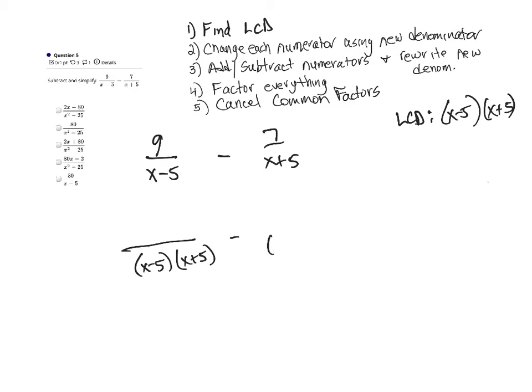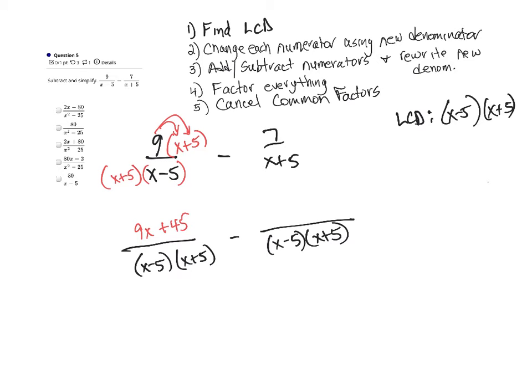So if I change the denominator, I have to change the numerator. So looking at this first fraction, I have an x minus 5. To make it look like the new denominator, I would have to multiply it by x plus 5. So that means I need to multiply this 9 by x plus 5. And I just put it on the left side there, that x plus 5, because I didn't have room on the right side. So I'm going to multiply right here, distributive property. 9 times x is 9x, and 9 times 5 is 45, so plus 45. So that's my new numerator.